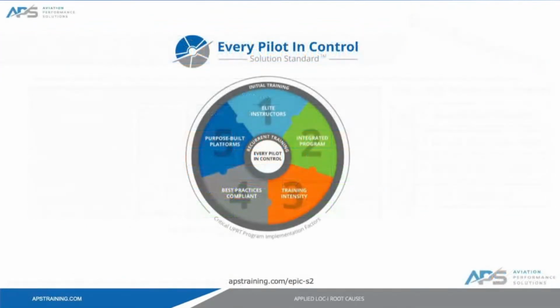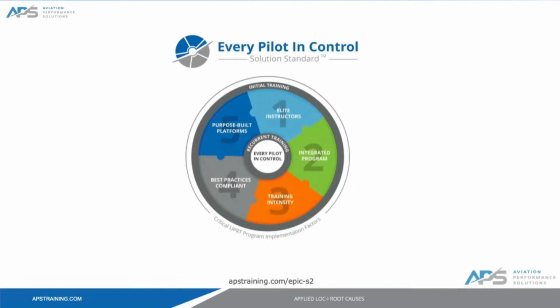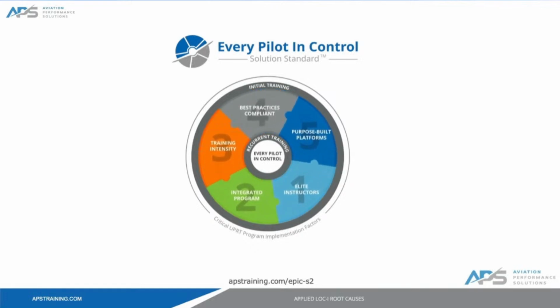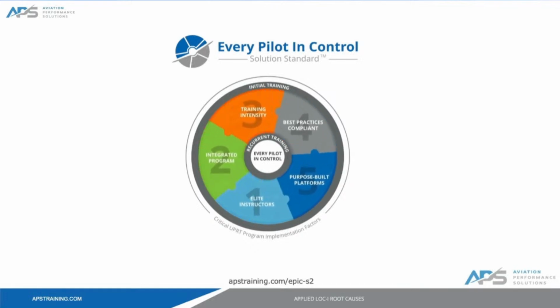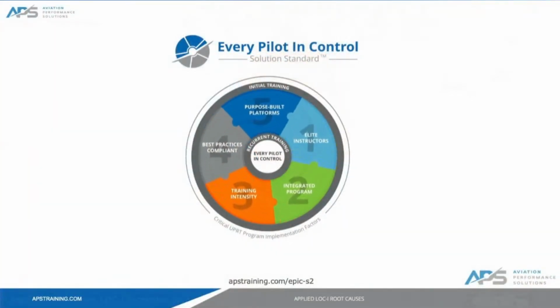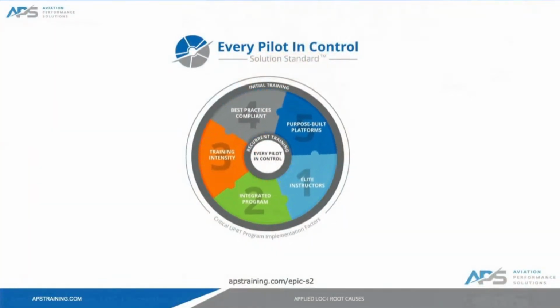And so what that Every Pilot Control and Solution Standard is, EPIC S2 we like to call it, is 5 critical UPRT program implementation factors, plus robust initial training, which is the outer circle, and then timely recurrent training on the inside. So what we want to be doing is having an effective EPIC S2 compliant program. If you want to learn more about that, you can see the URL at the bottom of the page, apstraining.com/epic-S2. We want the power of an EPIC S2 optimized program to substantially augment the effectiveness of how you are mitigating the risk of loss of control in flight.